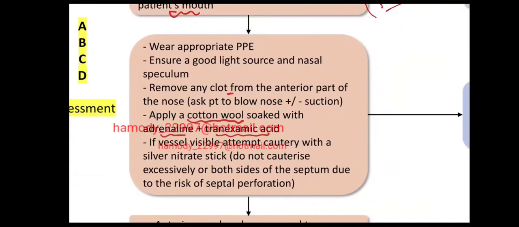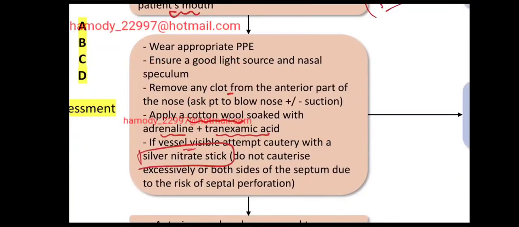If that doesn't stop bleeding, again, remove it. Make sure the nose is clean, doesn't have any clots. You have a good light source. Then visualize, can you see any bleeding arteries there? If you can visualize the bleeding spot, then do a chemical cauterization using a silver nitrate stick.